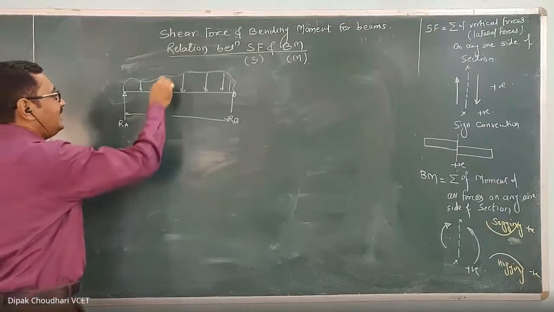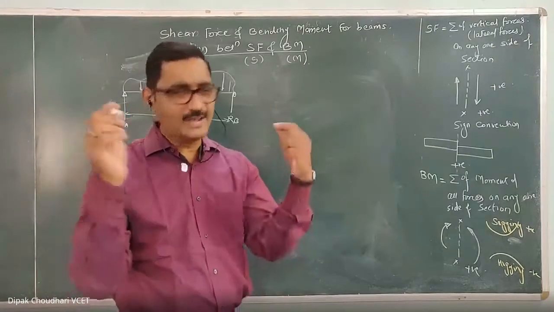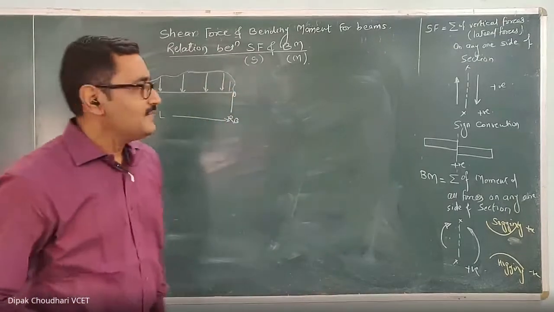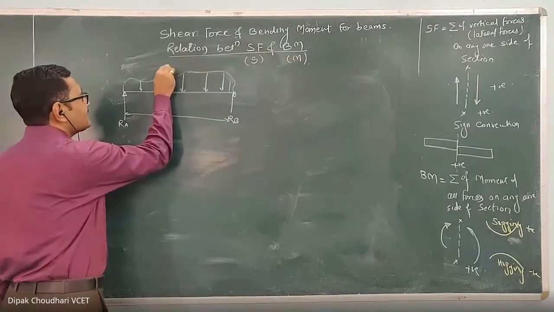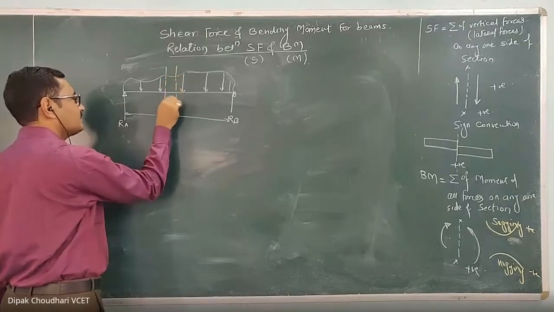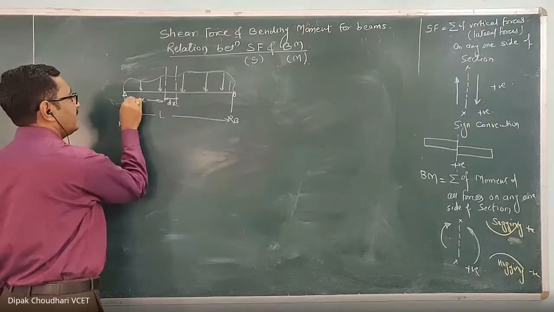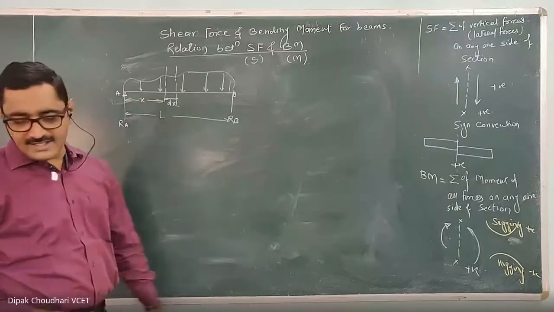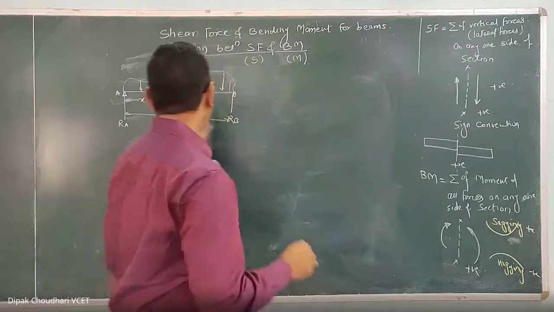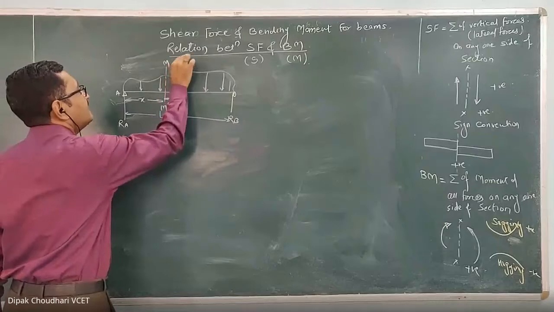For this beam, at any particular section, we have to find out the relation between the shear force and bending moment, or over the length, what is the relation between the shear force and bending moment. Now, for that, let's consider a very, very small section of length dx at a distance of x from A. Suppose this end is A. Let this section be MM, and let this section be NN.